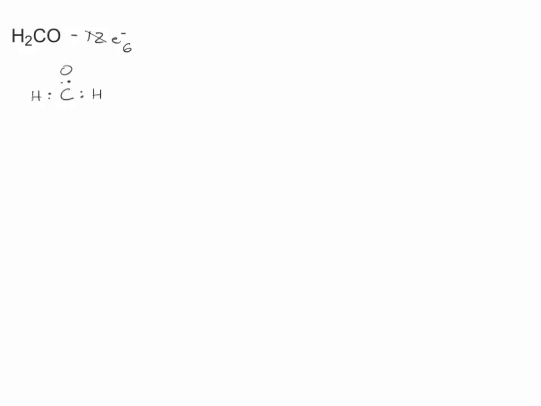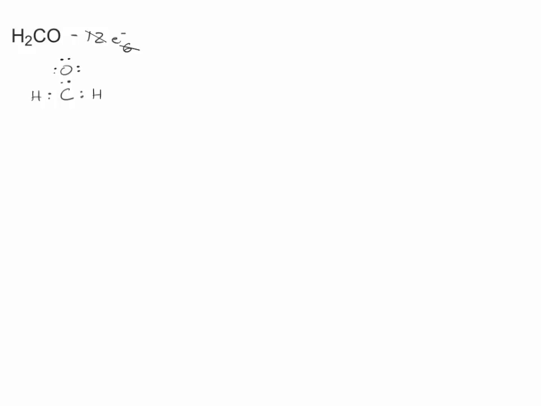We add them now to the most electronegative element first, which would be oxygen, the most electronegative element that is not fulfilled in terms of the octet rule or the duet rule. So we add them to the oxygen first: 2, 4, 6. We're now out of valence electrons. We can no longer add any valence electrons to this problem.